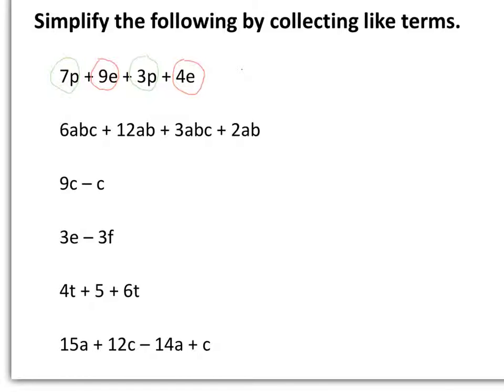we will have 7p plus 3p, which will give us 10p, plus 9e plus 4e will give us 13e.